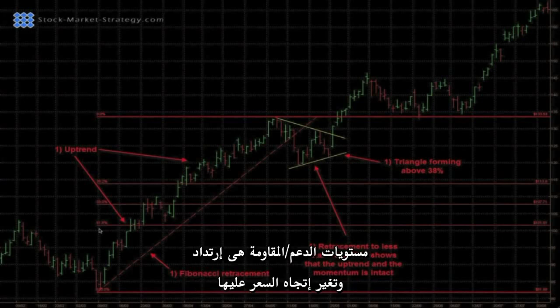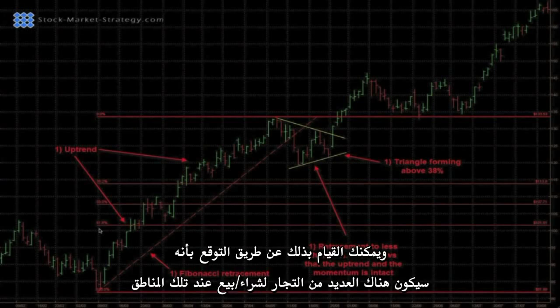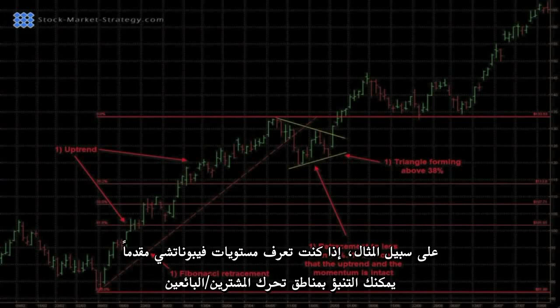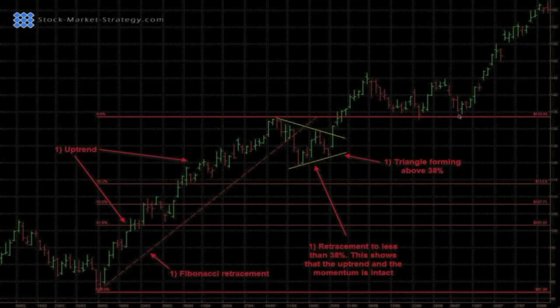Support and resistance is about finding areas where you believe price will bounce or reverse. You can do this by making a qualified guess that there will be many traders waiting to buy or sell the security at certain areas. For example, if you know the Fibonacci retracement and extension levels in advance, you can predict where there will be a larger than normal amount of buyers or sellers.